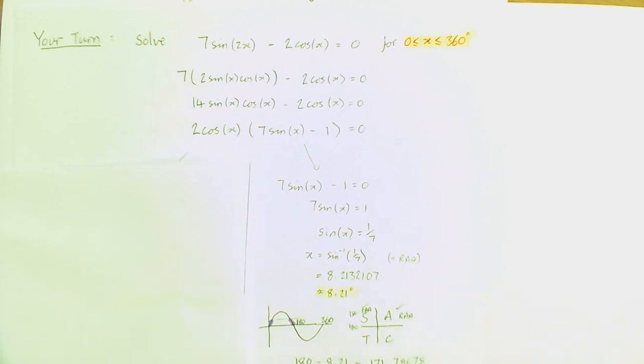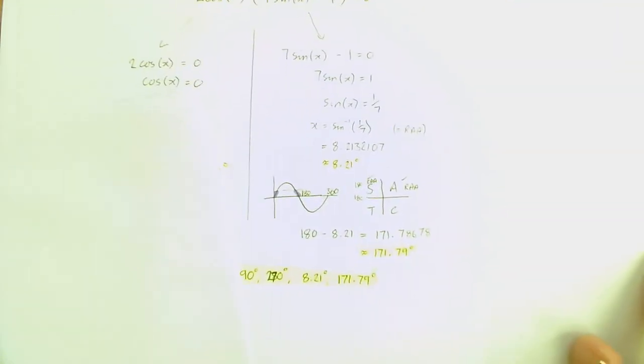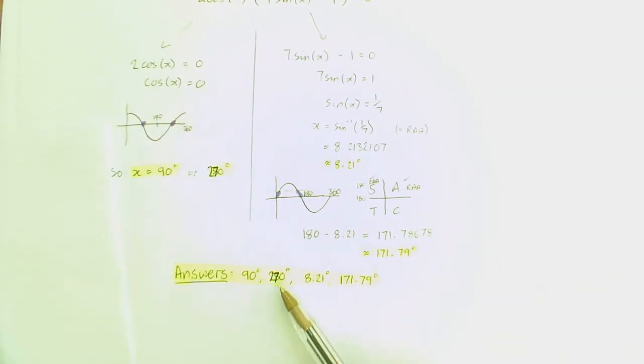We can use our graph or our CAST to find the other answer. So there at the bottom are our 4 possible answers. We either have 90, 270, 8.21, or 171.79. So hopefully you've managed to work your way through that and get an answer which matches what I've got.